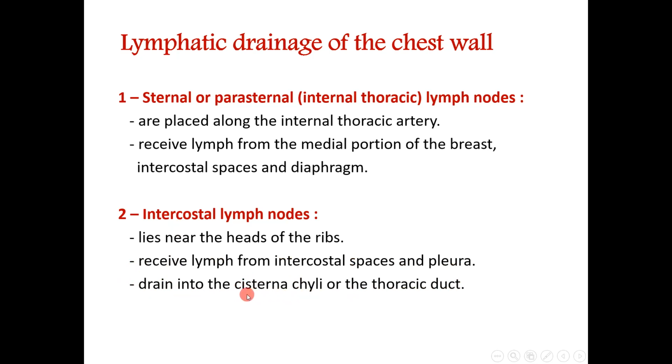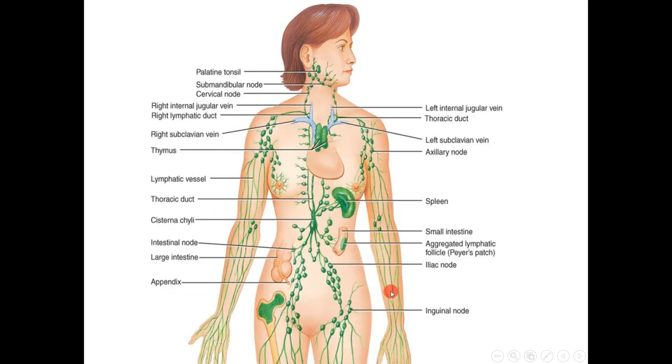Cisterna chyli is a small dilatation in the lower part of the thoracic duct. It's related to the thoracic duct. You know the thoracic duct? At the beginning of the thoracic duct, or in the lower part of the thoracic duct, there is a small dilatation, a sac-like structure, which is called cisterna chyli. So these intercostal lymph nodes drain their lymph to the cisterna chyli and the thoracic duct.